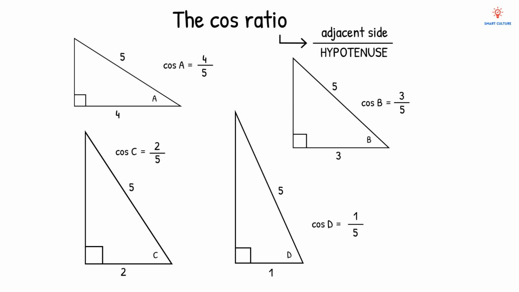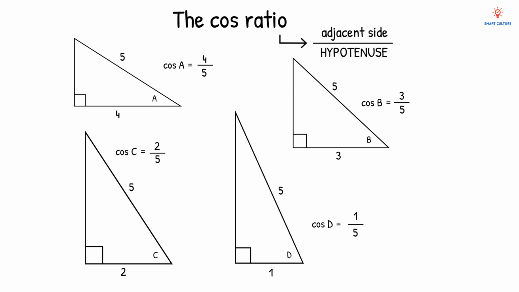Let's take a look at the next triangle. Here we have angle B. So for angle B, the cosine of B is equal to 3/5. The side adjacent to angle B is 3/5 the length of the hypotenuse. Angle B is larger than angle A, but smaller than C and D, given its cosine value.